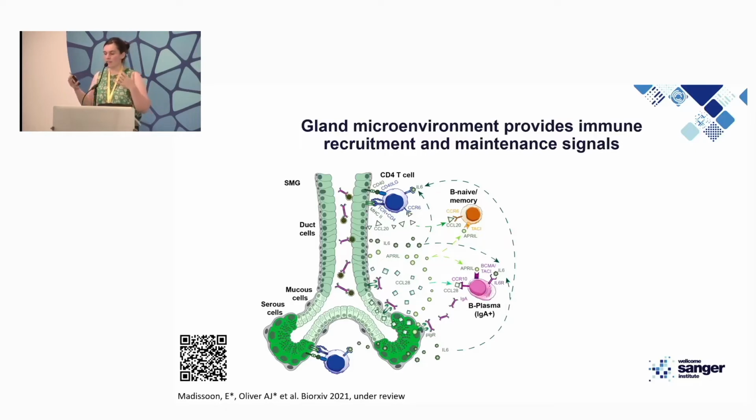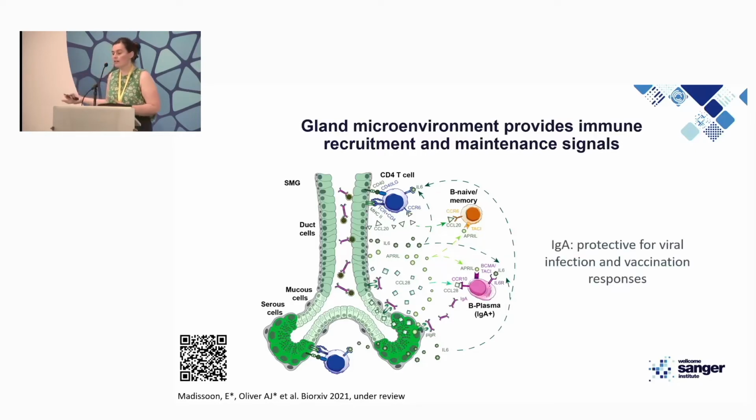And overall, this is really to protect from infection. And we know that IgA is protective for viral infections. It's also important for vaccine responses. And this niche is also likely to be implicated in diseases like cystic fibrosis and COPD.